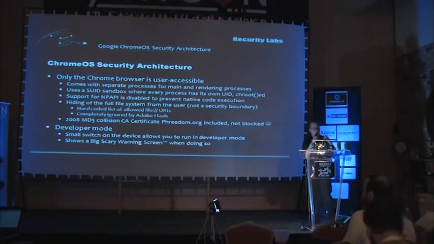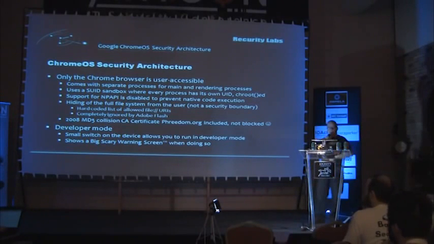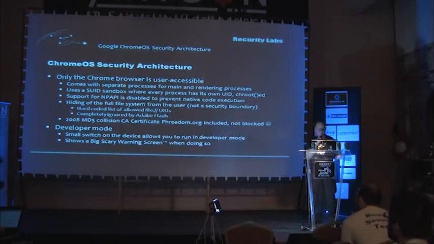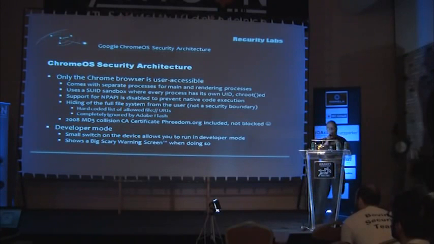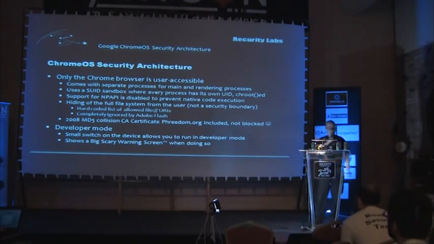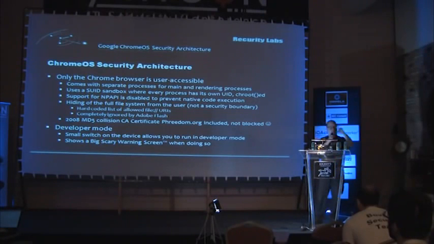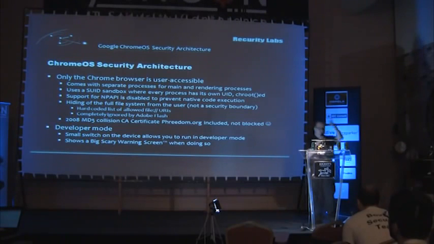The only thing that you can access as a user is the Chrome browser. It comes with all the famous security features of the Chrome browser, SUID sandboxing, disabled NPAPI, so you can't actually have binary plugins. It hides the full file system, so if you say file save, you only see your home directory. Interestingly enough, although the Chrome browser ships with Google's own compiled version of Adobe Flash, they apparently forgot to tell Adobe about the file system hiding. So if you have a file save dialog in a Flash application, you see the entire file system.